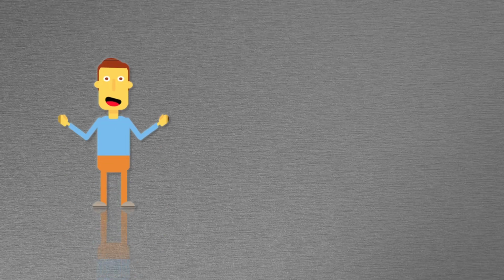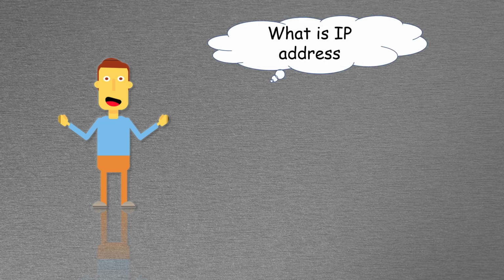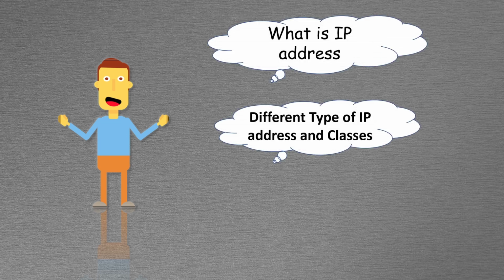This is Dave. Dave is just starting in the world of networking. Dave is stuck at questions like: what is an IP address? Different types of IP addresses and classes. An IP address, explained simply, is a unique number to identify the computer or user on a network.